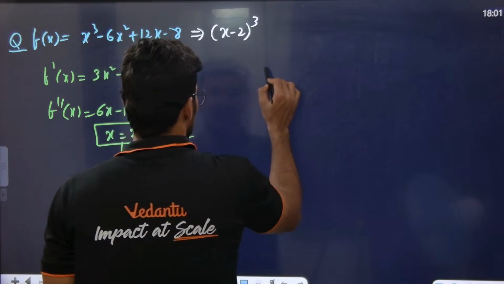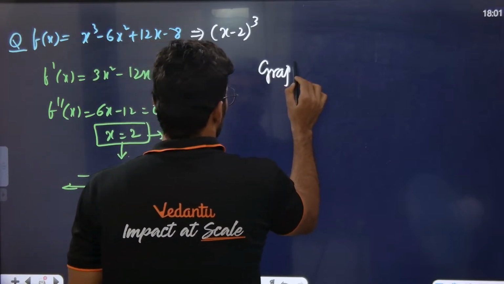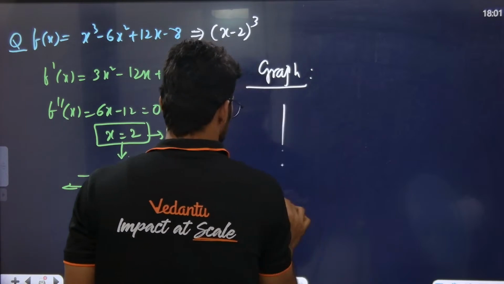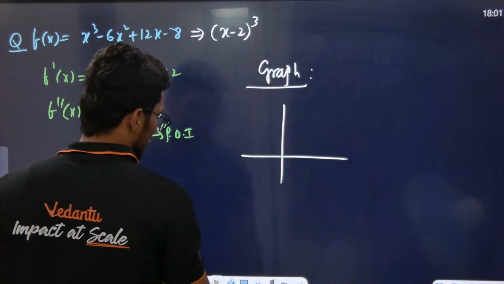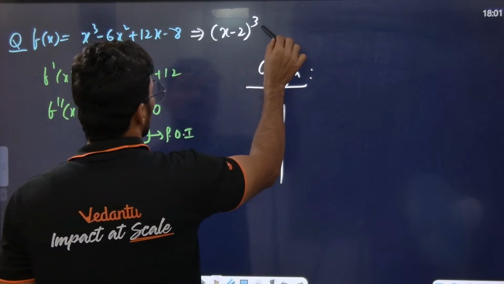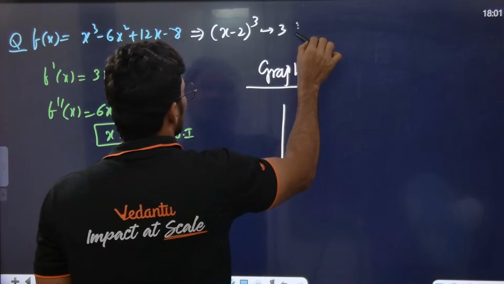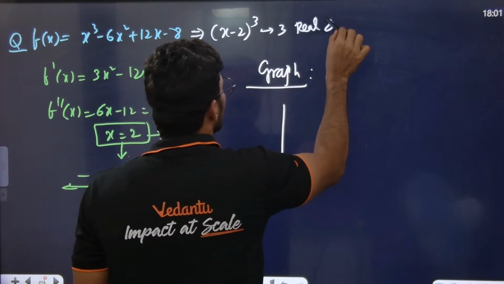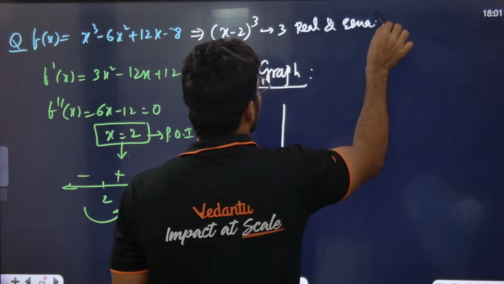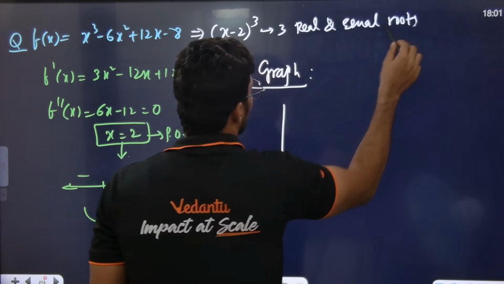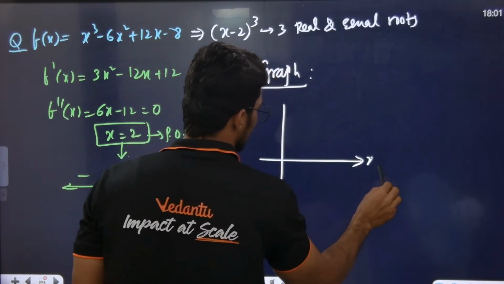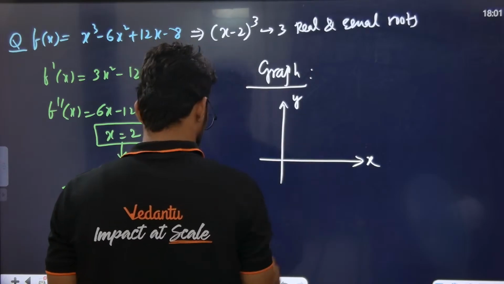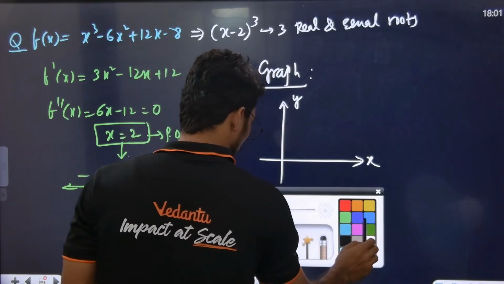So how does the graph look? Rough graph. How does the graph look like? Guys, what did Suresh sir say? Guys, we understood the 3, what is this basically? 3 real and equal roots. Can you say 3 real and equal roots? This x, this y. Okay, so how does the graph look like, tell me now.